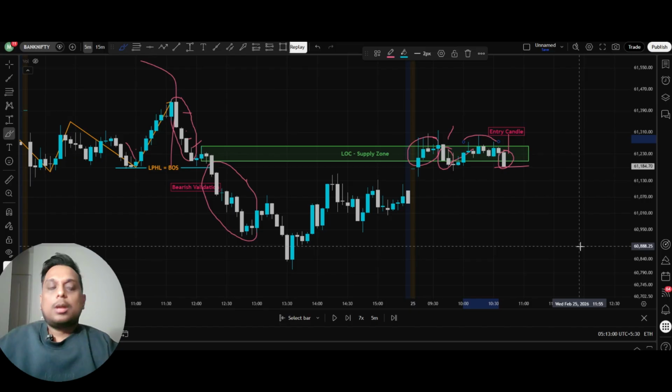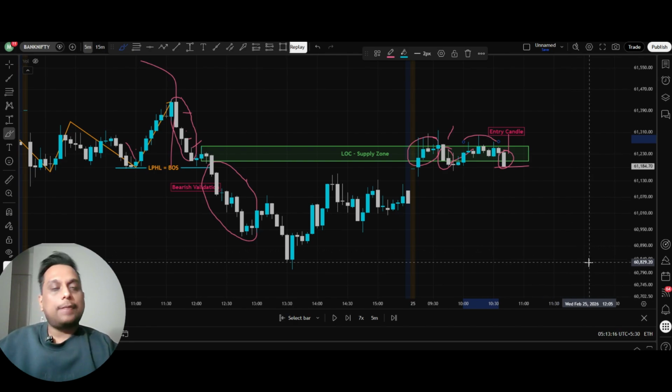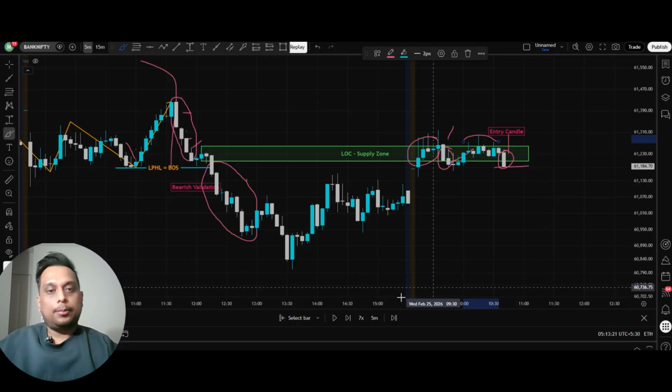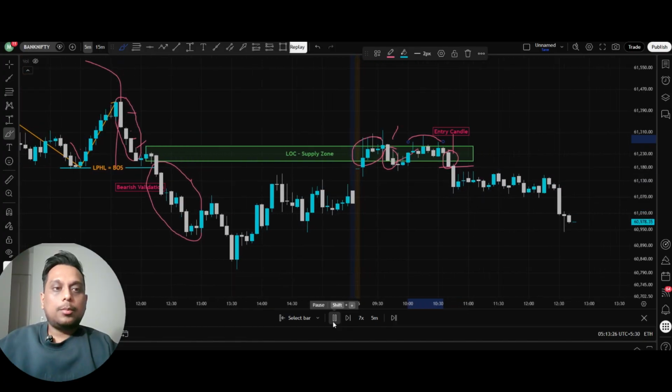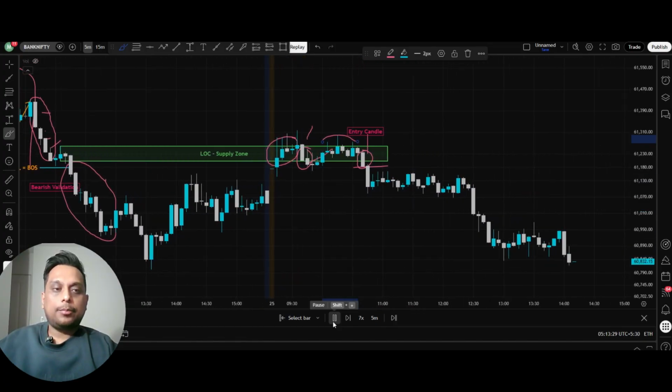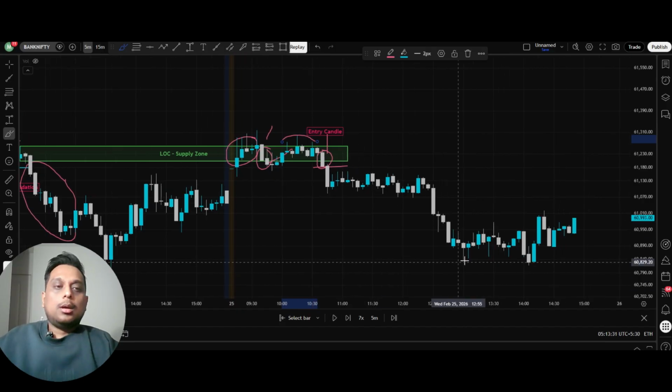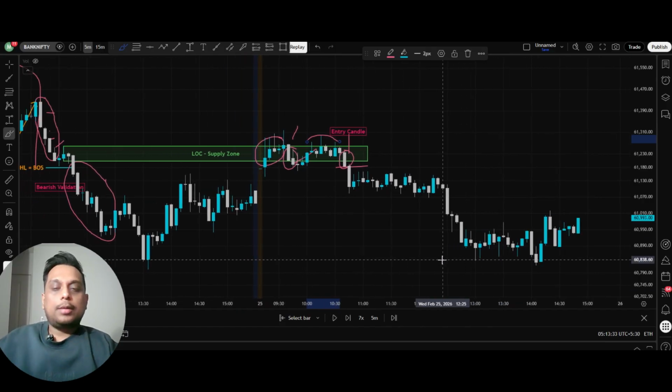Let me run this chart to see what happened. Let me run this chart and see how the price behaved from here. Alright, so we now see candles in our favor. Great.